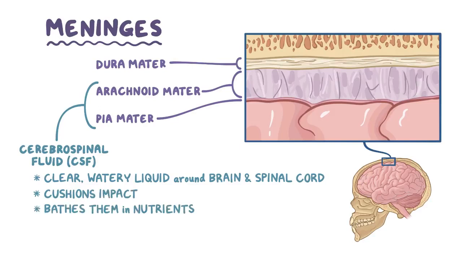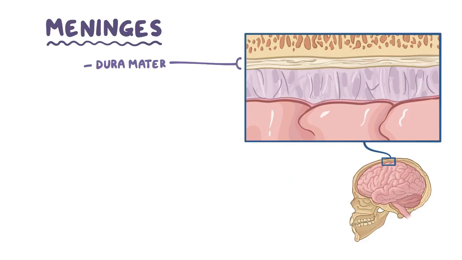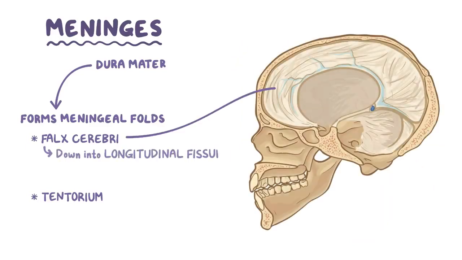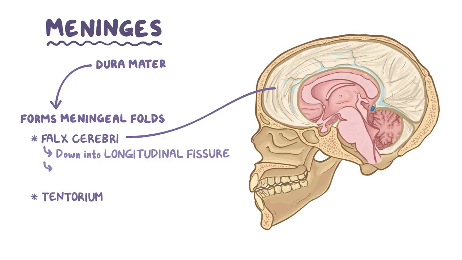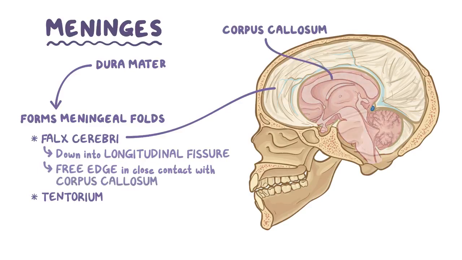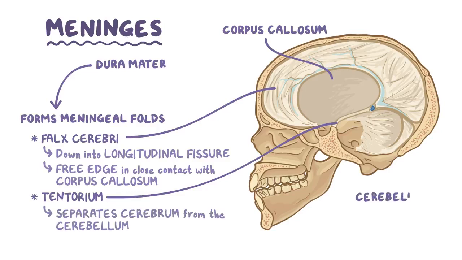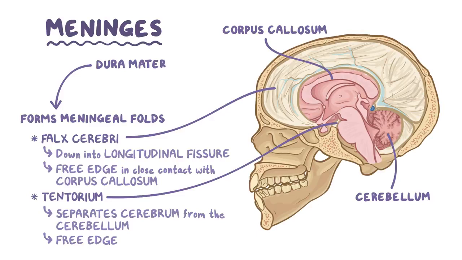bathing them in nutrients. The outer membrane is the dura mater, which forms the meningeal folds, such as falx cerebri and tentorium. The falx cerebri goes down into the longitudinal fissure that separates the hemispheres of the brain. The free edge of the falx cerebri is in close contact with the central part of the brain, called corpus callosum, which connects the left and right hemisphere. There's also the tentorium, which is located in the back of our skull, that separates the cerebrum from the cerebellum. The free edge of the tentorium is in close contact with the brainstem, which is the region that connects the brain to the spinal cord.